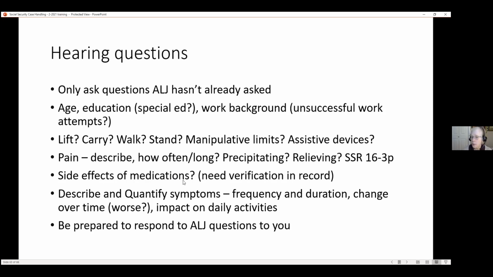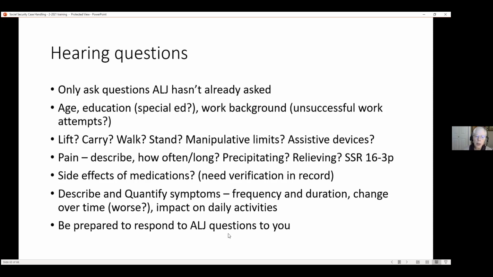Doesn't make any difference unless it's verified in the record, but if it is verified in the record, like I take this medicine for pain and it makes me drowsy, that's something that's important to describe. Duration of symptoms: this has been going on for a year, this just started last week, this has been going on and off, it's getting worse, it's getting better.